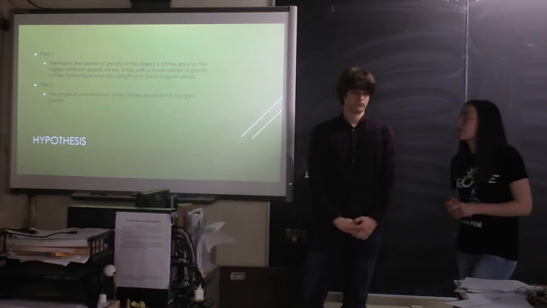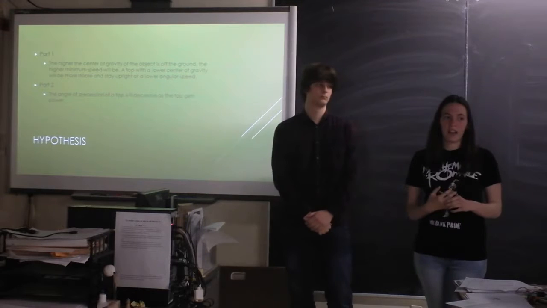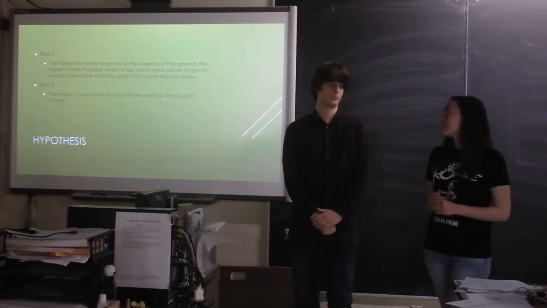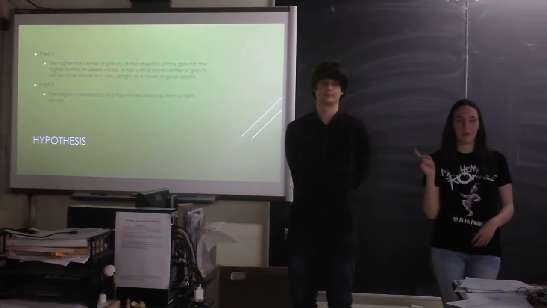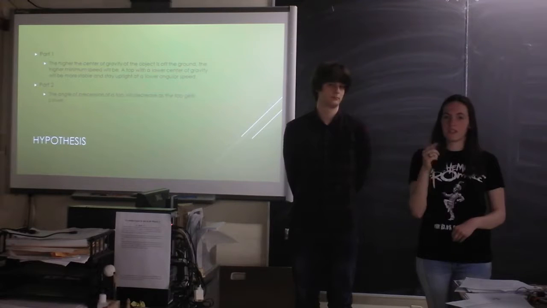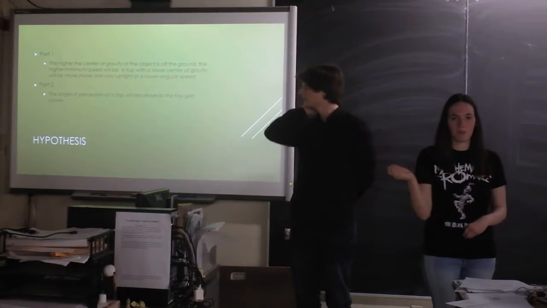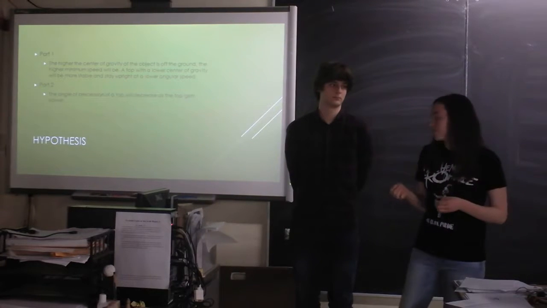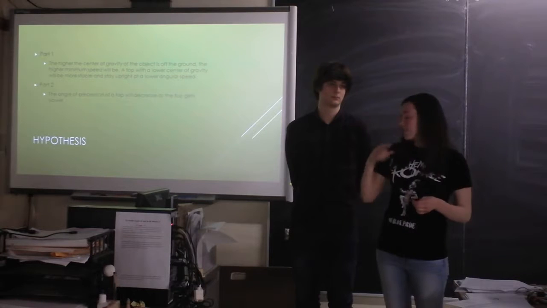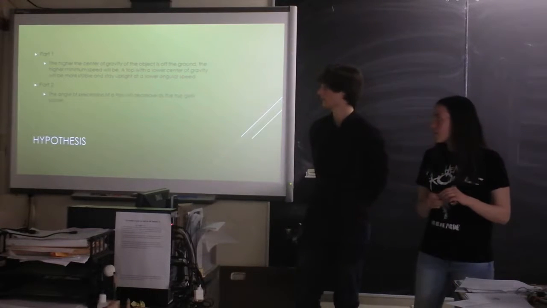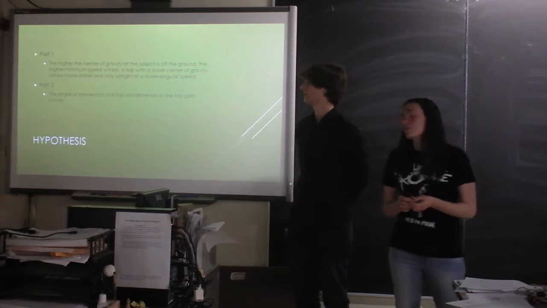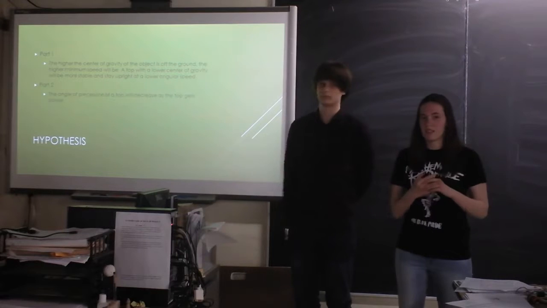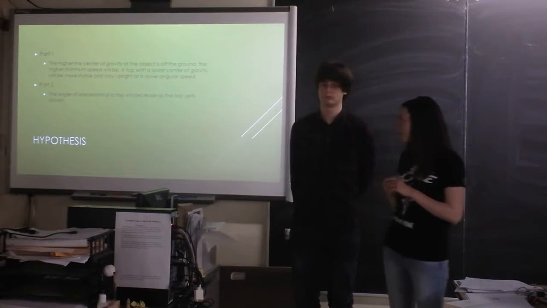Our hypothesis for part one was that the higher the center of gravity of the object, the faster the minimum speed would be, so it would not be able to maintain rotation at slower speeds. We have a variety of objects, from an extremely flat top to one that's about 4 centimeters center of gravity off the ground. For part two, our hypothesis was that the angle of precession of a top would decrease as the top gets slower, as its angular speed decreases.